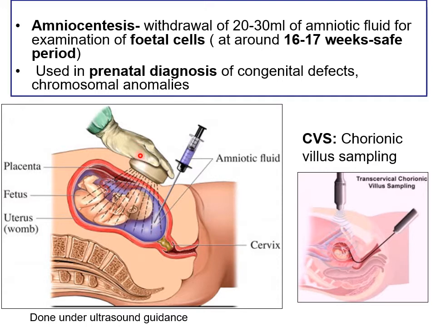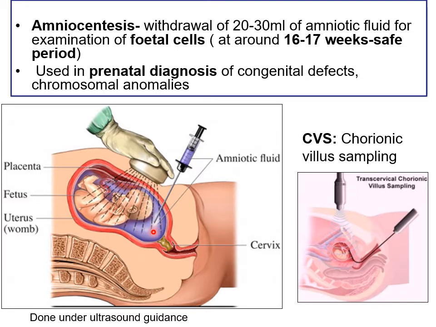You can see here it is done under ultrasound guidance. This is an ultrasound probe, and then a needle is inserted, either through the abdomen, so that's transabdominal, or transvaginal. Basically you're accessing the amniotic fluid in the amniotic cavity, and a small amount, usually 20 to 30 ml, is withdrawn for examination of fetal cells, because fetal cells do rub off and are shed off and are collecting in the amniotic fluid.